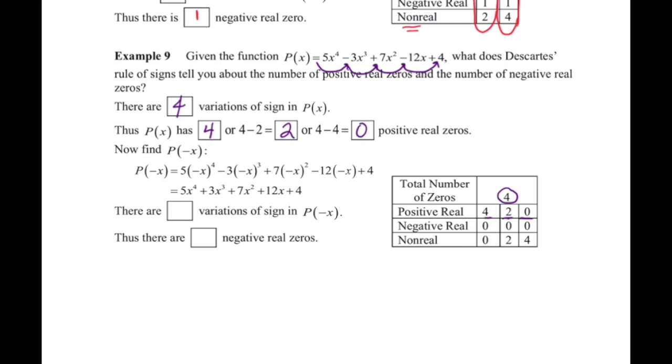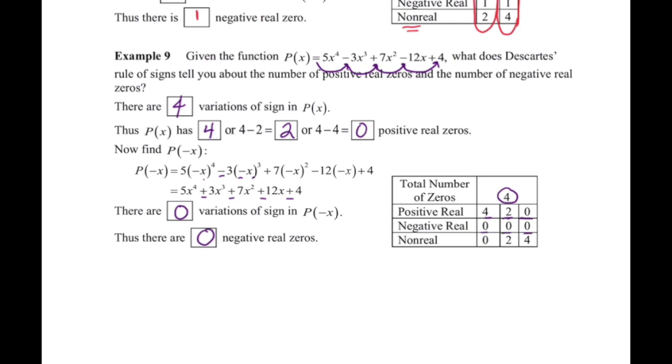Let's plug in negative x and simplify and see what the variations are. Negative x to the 4th would turn into a positive. Negative x cubed is a negative, but a negative times a negative is a positive. Negative x squared is a positive times a positive, still a positive. Negative 12 times negative x is positive 12x, and 4 is still positive. Notice that we stay positive, so there's no variations. So thus there are no negative real zeros. So across the board, there are none.